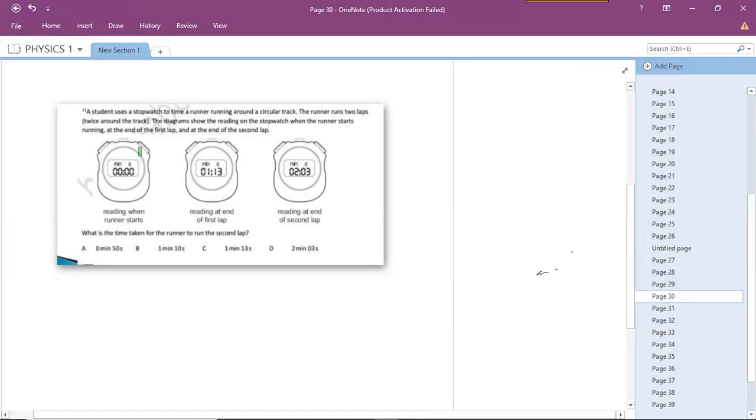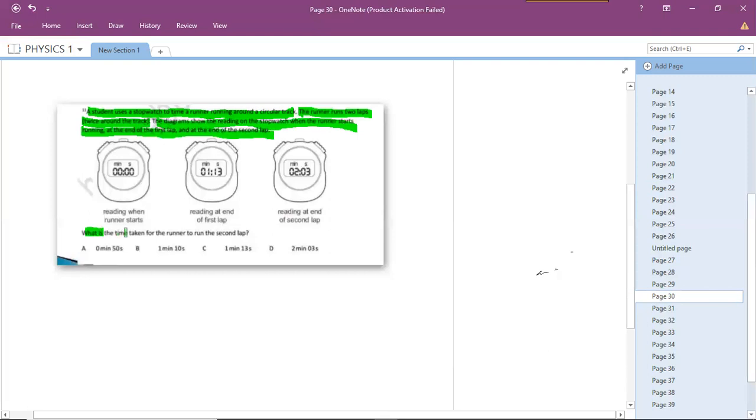A digital clock. So we have a student who uses a stopwatch to time a runner running around a circular track. The runner runs 2 laps, so the runner runs 2 laps around this track, twice around the track. The diagram shows the reading on the stopwatch when the runner starts running, at the end of the first lap, and at the end of the second lap.